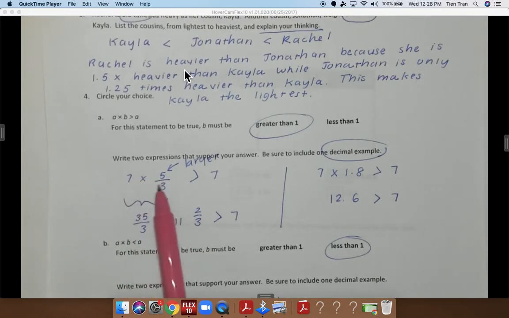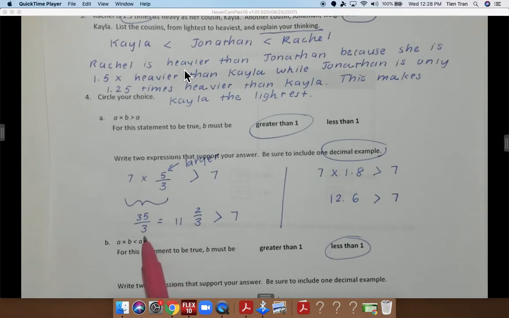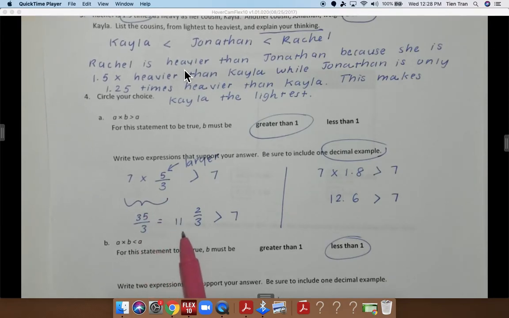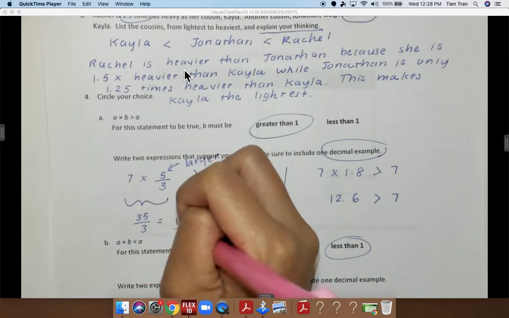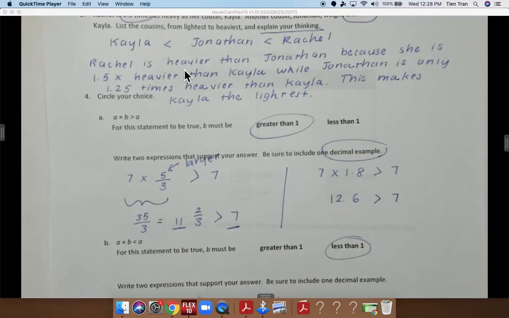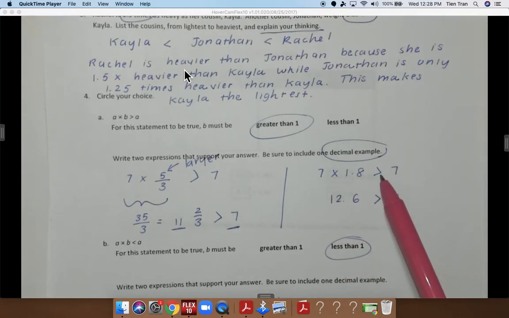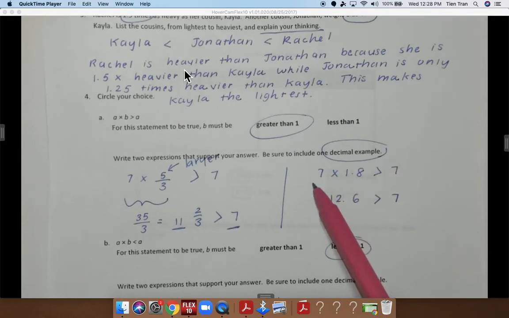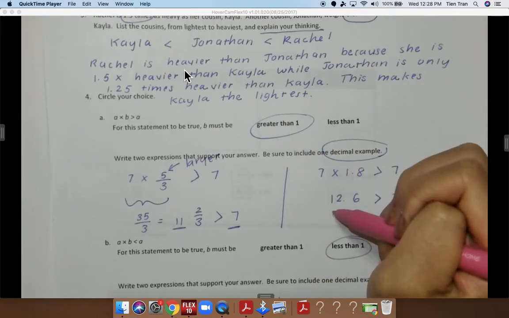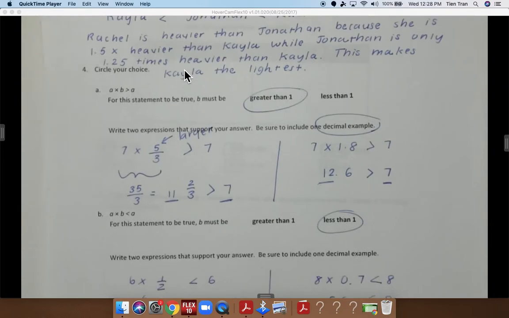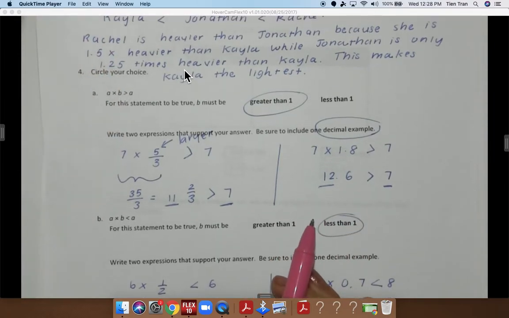So when I multiply 7 times 5, I get 35 over 3. 35 divided by 3 is equal to 11 and 2/3, and we know that 11 is greater than 7. So that's why the shark eats the larger number. Over here, we have 7 times 1 and 8 tenths, or 1.8, and it is larger than 7. How do I know this? Because when I multiplied 7 times 1.8, I get 12.6, and 12.6 is larger than 7. So my alligator or shark is eating the larger number.